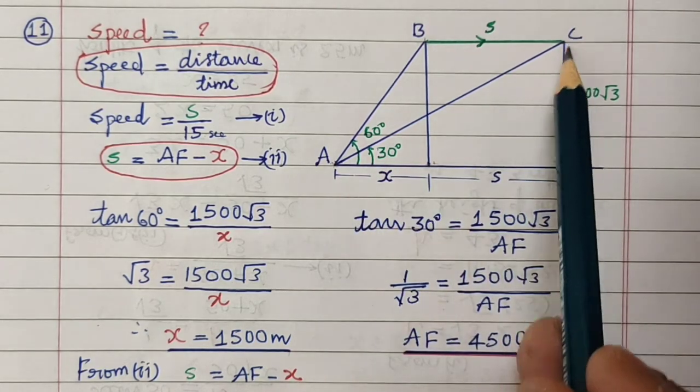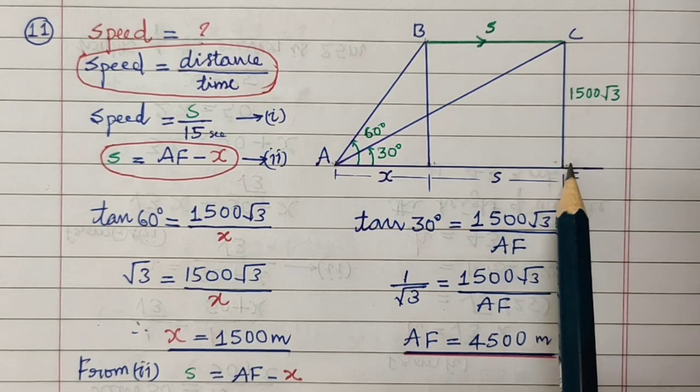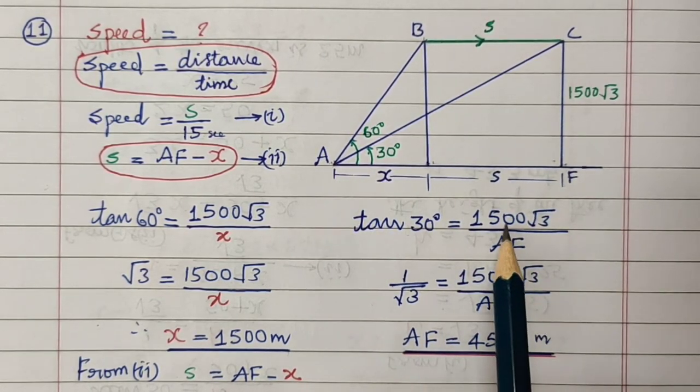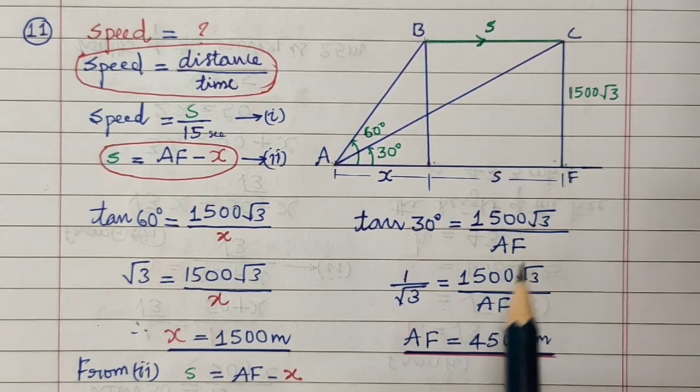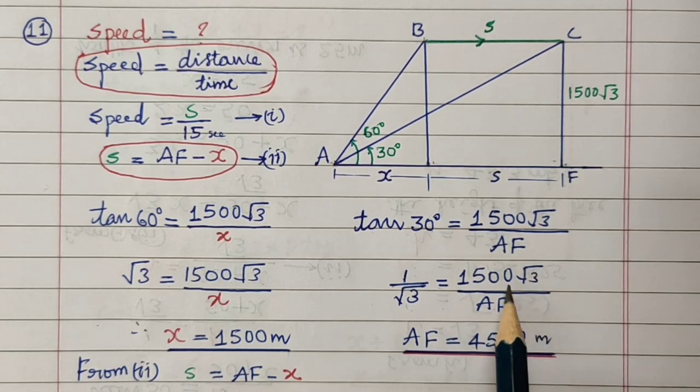Then we use this triangle. Tan 30 is equal to perpendicular divided by the base. The base is AF. Tan 30 is 1 by root 3, that is equal to 1500 root 3 divided by AF. And this goes to this side, 3 into 1500. Therefore AF is equal to 4500 meters.